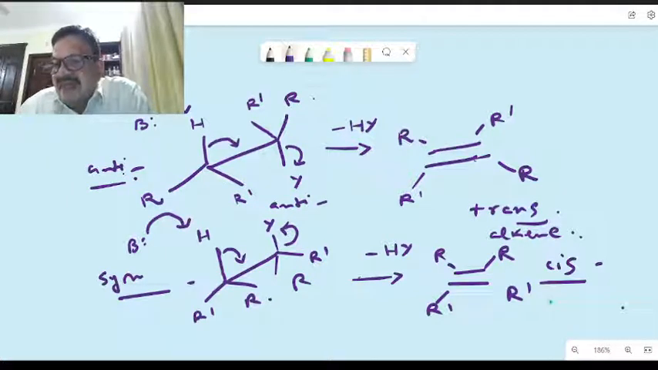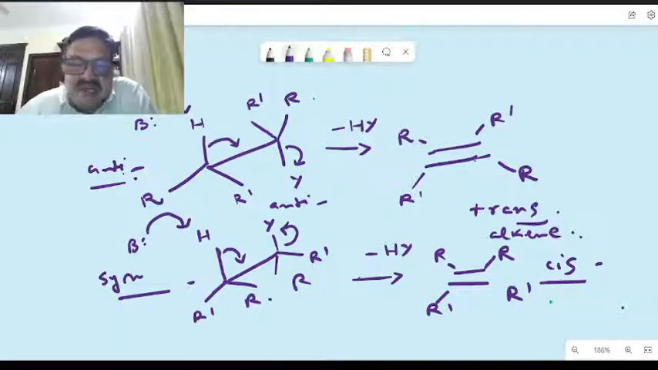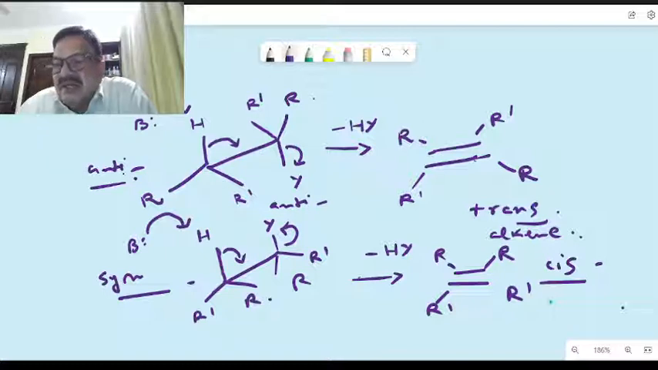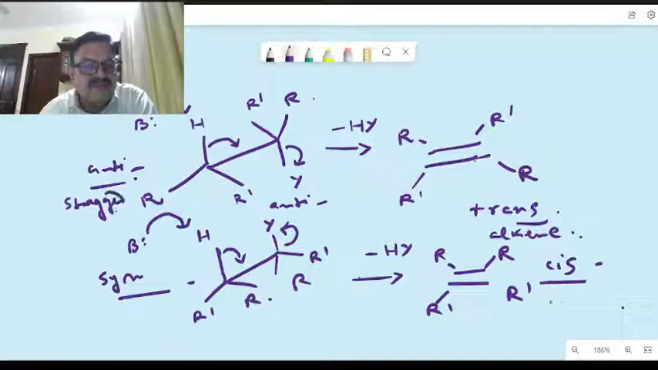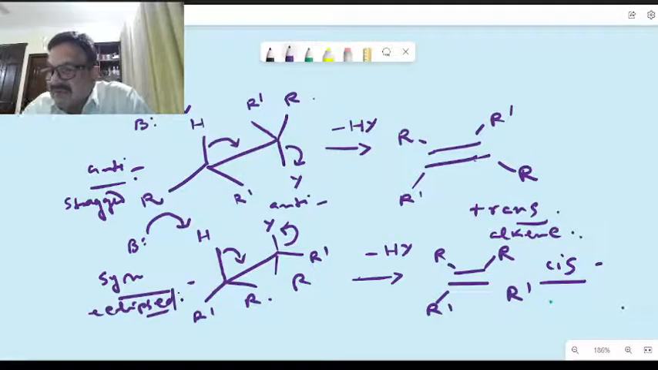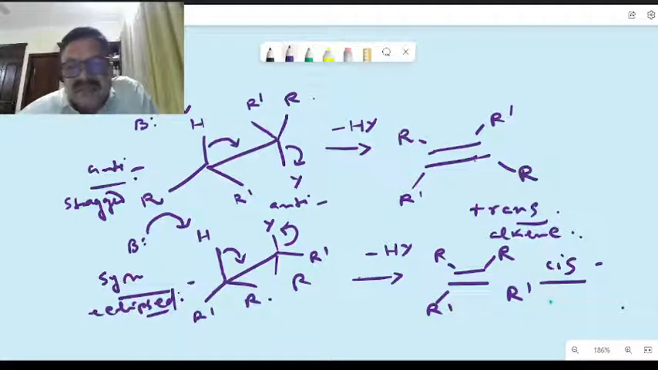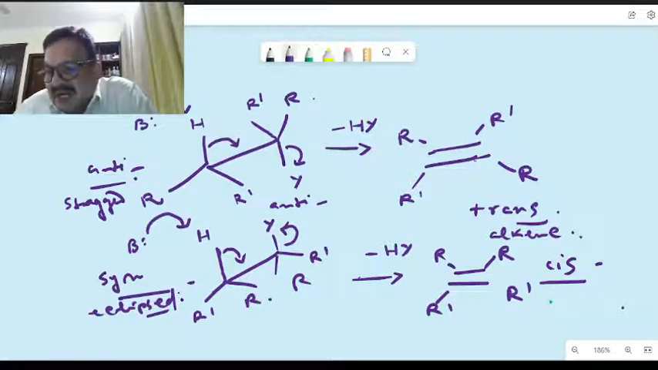arrangement. Okay, compared to the syn periplanar, that is an eclipsed conformation, and anti-periplanar, it is staggered. This is anti-staggered, and this one, syn, is eclipsed. That is the difference here. Therefore, anti-elimination is always the preferred elimination. Why? Because there is an obvious advantage here.